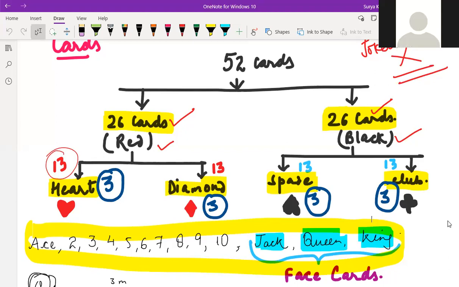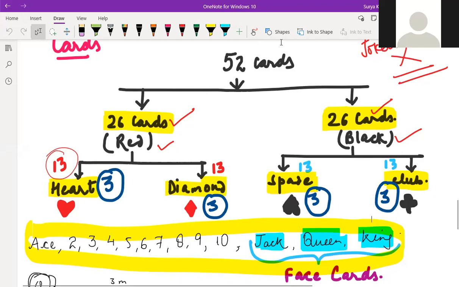But actual face cards are 3 only in one suit, Heart, sorry, Jack, Queen, and King, and 3 into 4, that is 12 only. Ace is not a face card. Ace, what face does an Ace have?